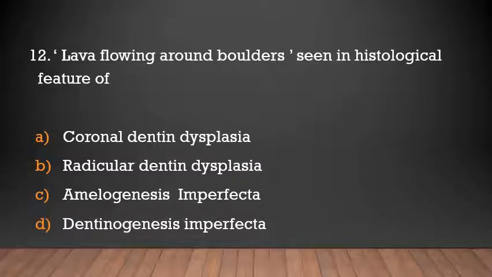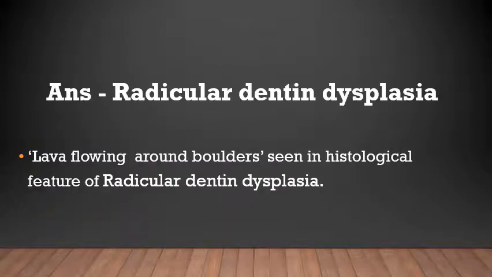Lava flowing around the boulder is seen in the histological feature of: coronal dentin dysplasia, radicular dentin dysplasia, amelogenesis imperfecta, dentinogenesis imperfecta? Radicular dentin dysplasia. Lava flowing around the boulder is seen in the histological feature of radicular dentin dysplasia, or type 1 dentin dysplasia.